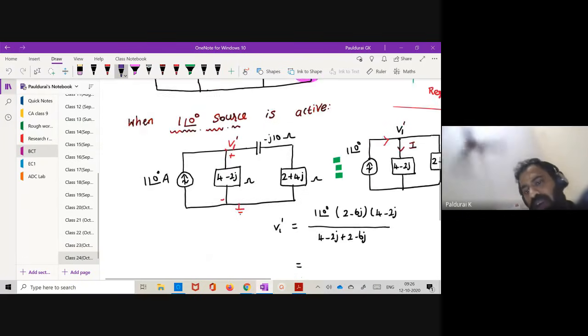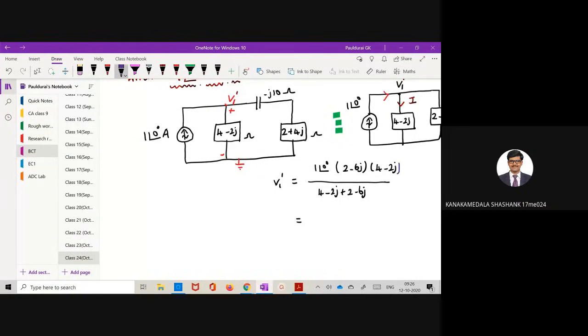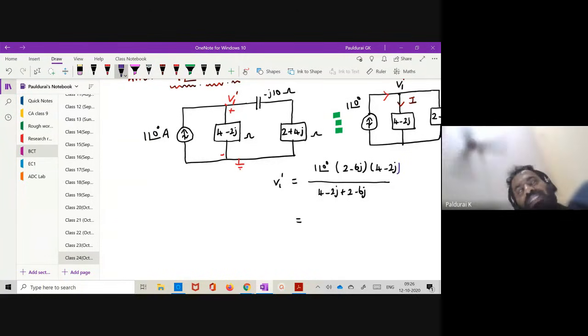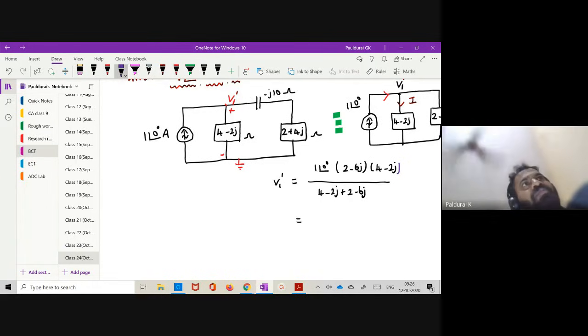Now I want to find V1. So now what is V1 dash? Anyone? Take your calculator. What is V1 dash? So 0.06 plus 0.08i. Please check. Okay. Please check your answer. Anyone? Any other answer?